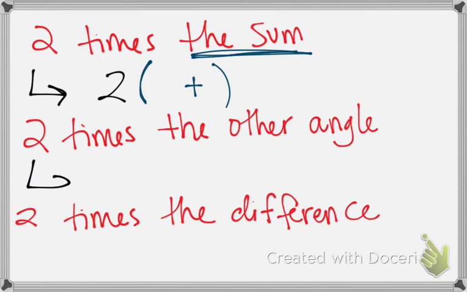The second. If you see 2 times the other angle, we've done this one. So this is still multiplication. 2 times, and then what do we always use to represent the other angle? X. So it would be 2x, because it says 2 times the other angle.